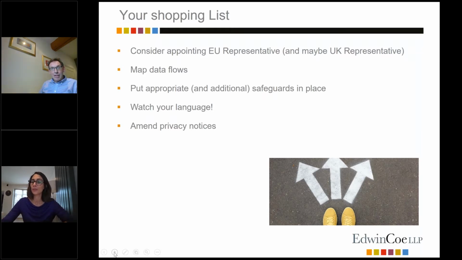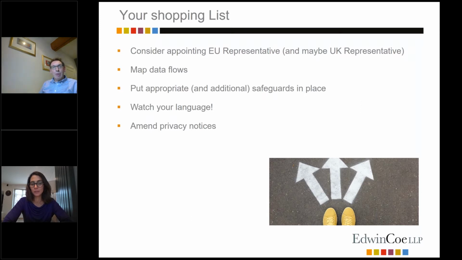need to be considering whether or not to appoint an EU representative. And to summarise, if you are doing business with people in the EU, if you're selling goods and services to people in the EU, and you have no place of business in the EU, then the chances are you need to appoint an EU representative. So that is a big change. The second point is you need to work out where your data is flowing.